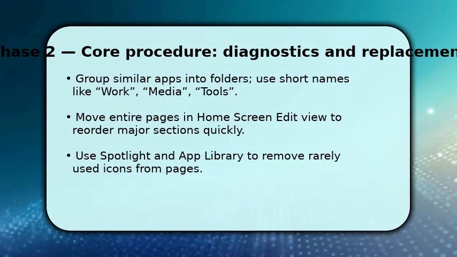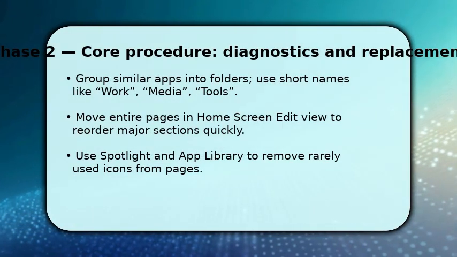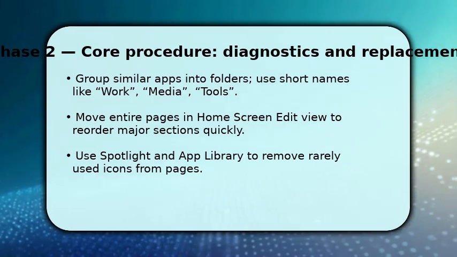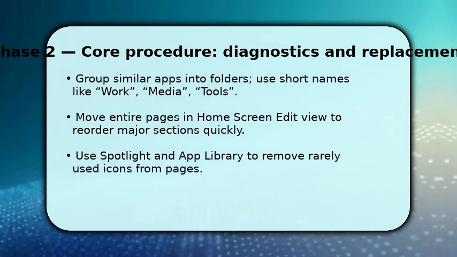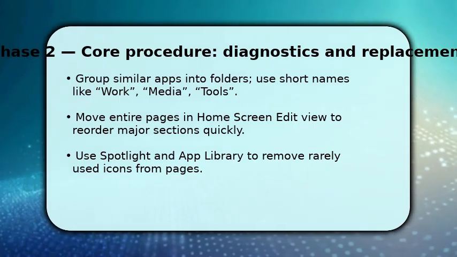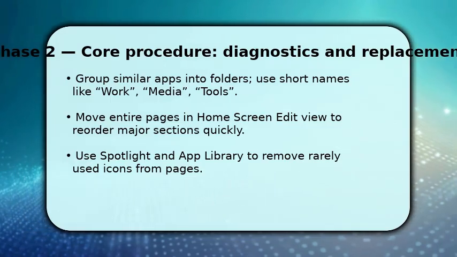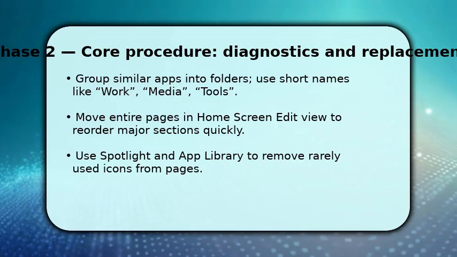Now you'll refine layout with folders, pages, and the app library. Create folders for categories to reduce clutter, drag apps into folders and arrange by frequency. Place top apps left to right. Then pinch the home screen to enter page management and reorder or hide pages. This changes navigation flow instantly.